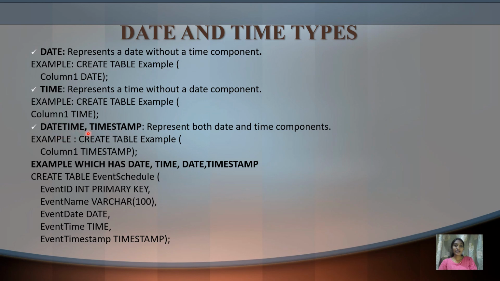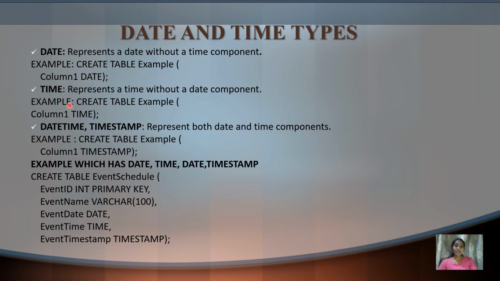Next one is datetime or timestamp. It represents both date and time components. Suppose we are entering the values for both the date and the time. So we give a data type as datetime or timestamp. Example, create table example, and we give a column name here, and we specify it with the data type called timestamp.